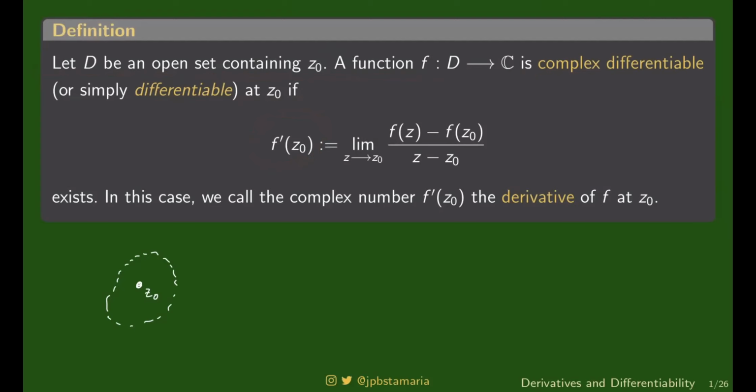Meron bang bago? Wala. Ito yung f of z naught, di-divide mo sa z minus z naught, and then take the limit as z approaches z naught. Okay? Kung nag-exist yung limit na ito, differentiable. At yung limit na yun, ang tawag dun ay yung derivative ng f at z naught.